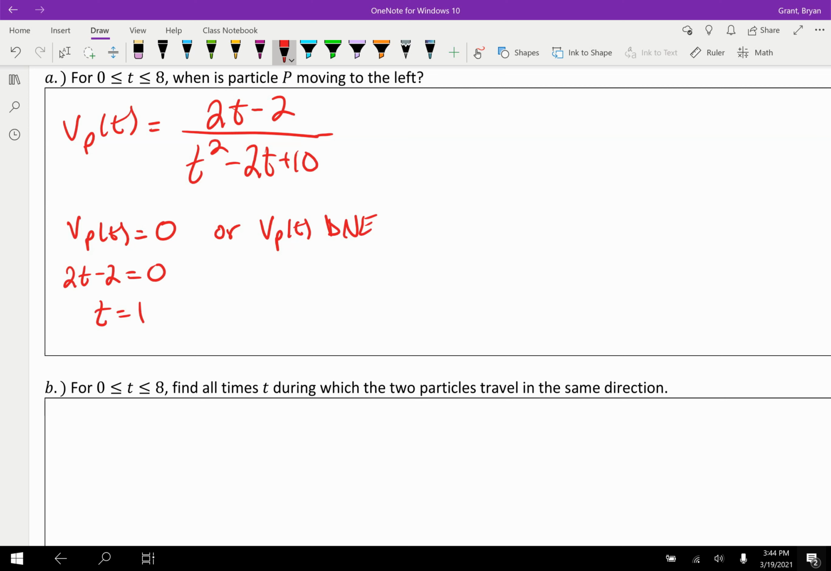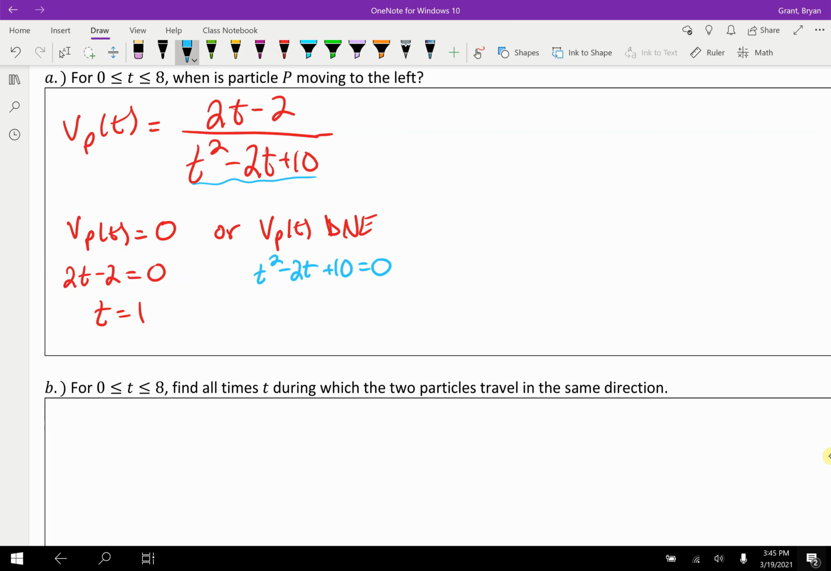But does the particle not exist anywhere? Right, it seems possible that this could be equal to zero. However, I'll do this in blue. When you set this equal to zero, because if the denominator of a fraction becomes zero, then the fraction is divided by zero, it does not exist.